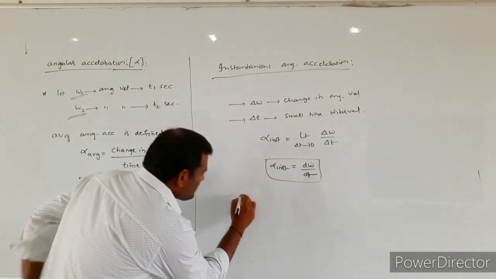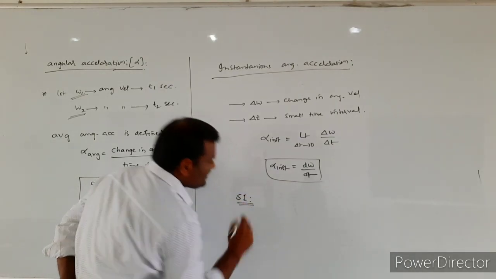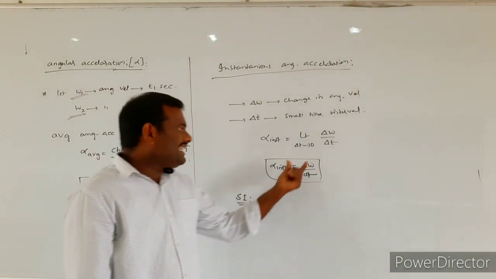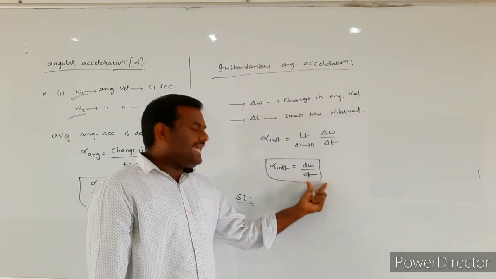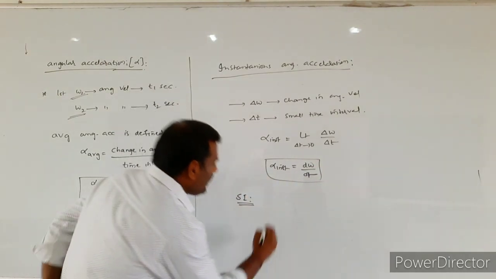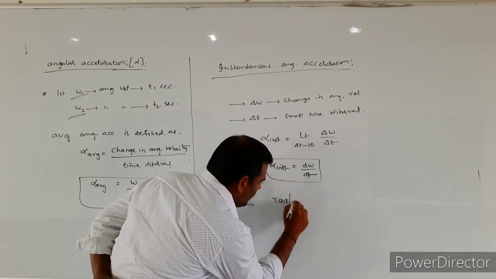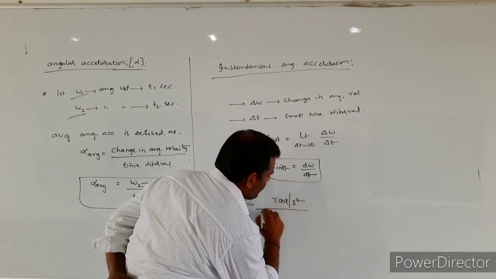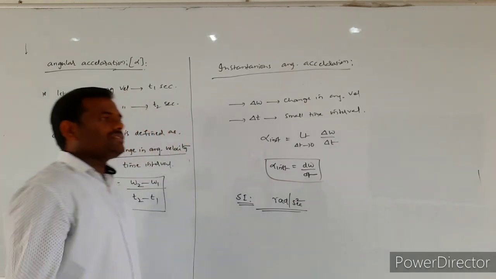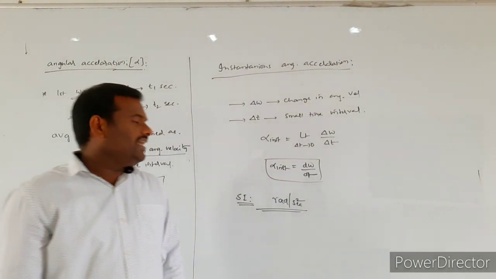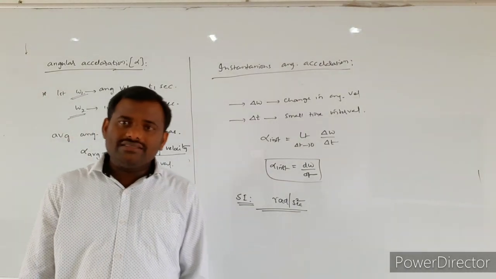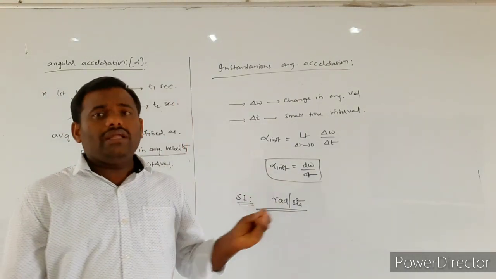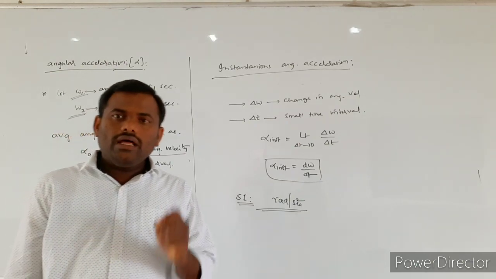Next, SI unit is equal to. What is the SI unit for the angular velocity? Radian per second. Again time will be there, so the SI unit will be given by radian per second square. The SI unit of instantaneous angular acceleration is given by radian per second square. These are the simple definitions in the circular motion.